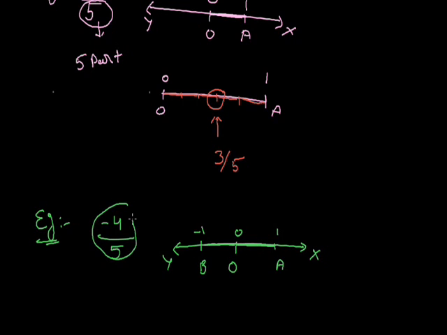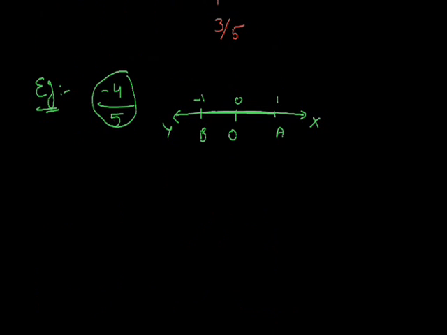So our number is negative, so we go in the negative direction, O to B. This is our O, this is our B. B represents -1, O represents 0. In our denominator we have 5, so we divide this OB line into 5 equal parts: one part, second part, third part, fourth part and the last fifth part.